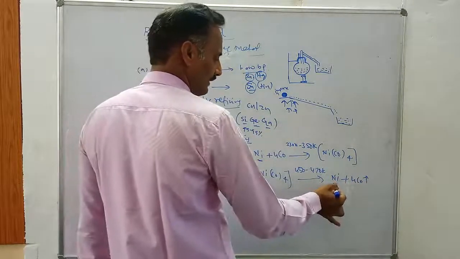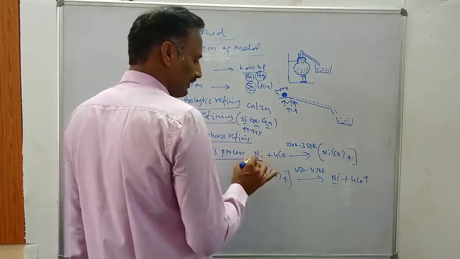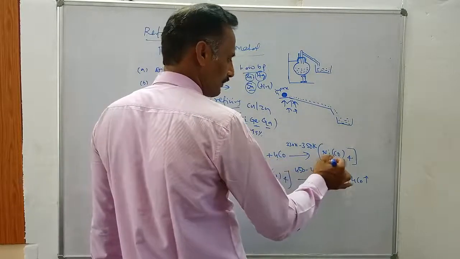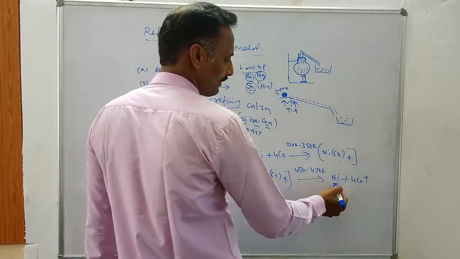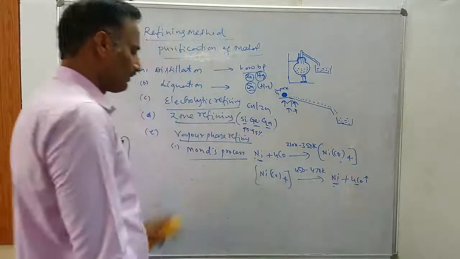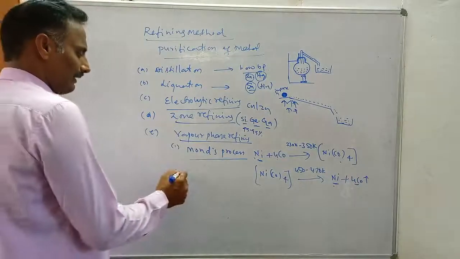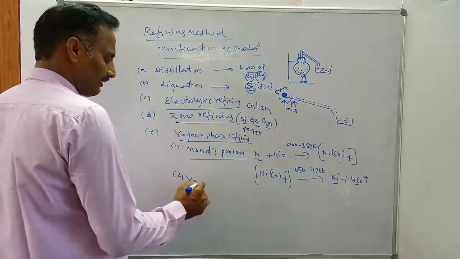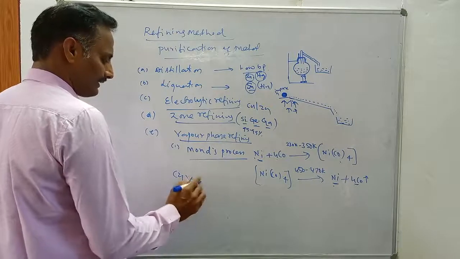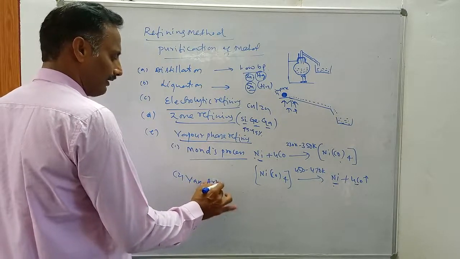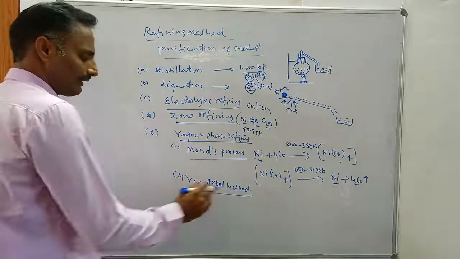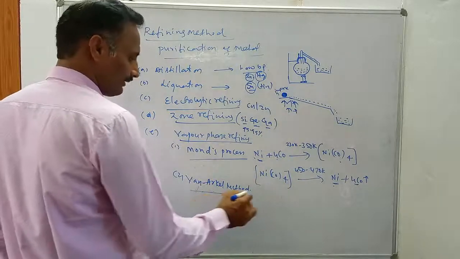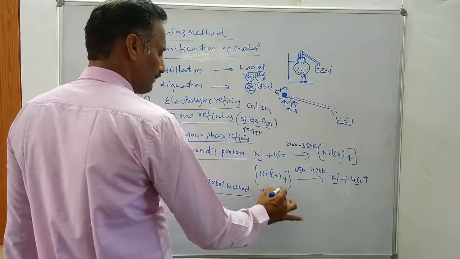This is pure nickel and this is impure nickel. Impure nickel treated with carbon monoxide gives tetracarbonyl nickel complex, which on strong heating gives pure nickel and carbon monoxide. This is called Mond's process. Similarly, one more method is the Van Arkel method, in which we purify zirconium and titanium.